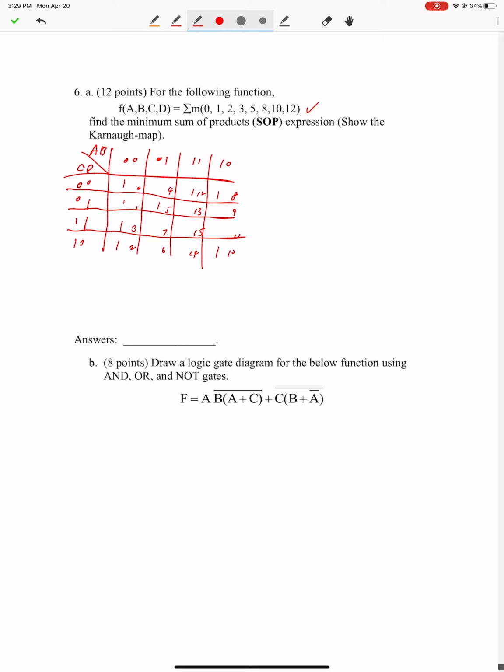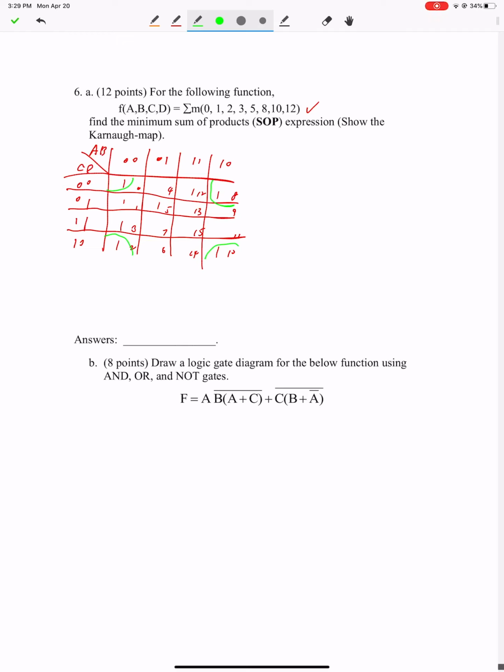There's a tricky point of circling I want to emphasize, which is for these 4 corners. These 4 corners can be circled as a single cell because all boundaries are adjacent, right? So these 4 corners can form a 4-cell circle. Okay, that's the point I want to emphasize.